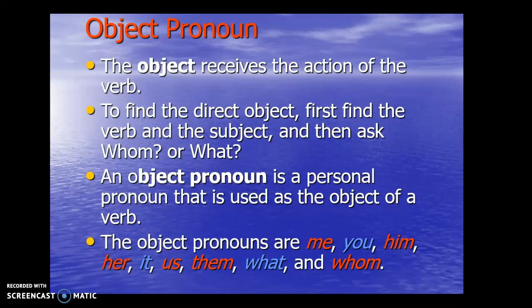Okay, so object pronouns, in other words, the ones you cannot use as a subject, are me. Now sometimes you can use you, obviously you can use you as a subject. Him, her, it, us, them, what, and whom. So you would not start a sentence with us and them. You wouldn't say her and me. You wouldn't say her and I. You would say she and I.